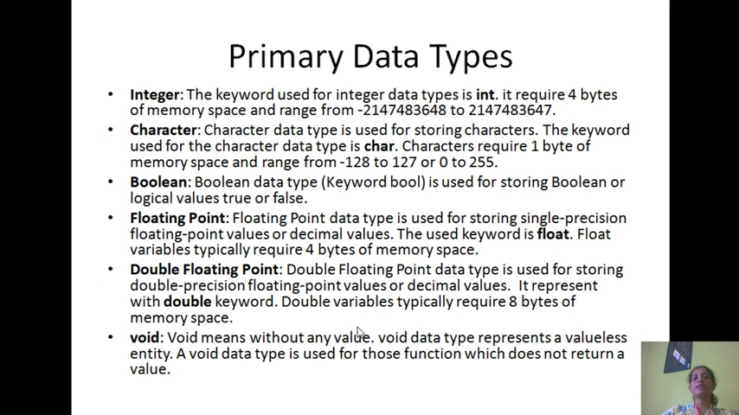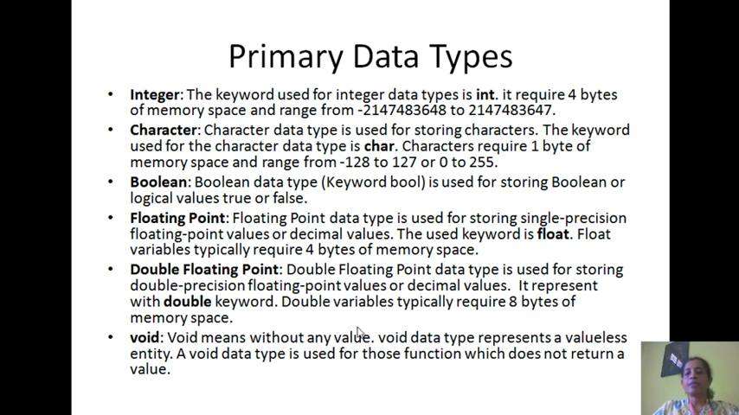Float has a specific range, but sometimes the value of the floating point is very large or too small, which we cannot store in a float. At that time we can use the double floating point, whose range is greater than the float variable. That's why it is considered the double data type. For this we use the keyword double, and it occupies 8 bytes of memory space from the computer memory.